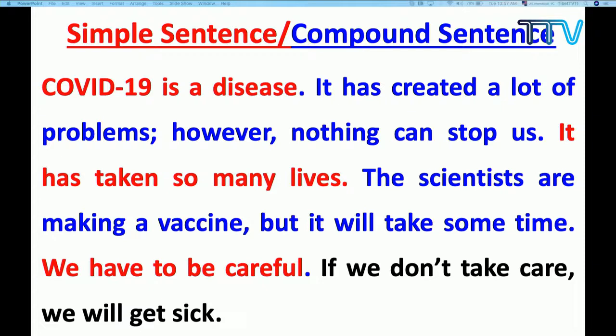It has taken so many lives. Now this is a simple sentence, complete, an independent clause also. Now the next sentence: the scientists are making a vaccine, but it will take some time. If you look at this, there are two complete independent sentences. Scientists are making a vaccine, complete sense. It will take some time, again an independent simple sentence. Both these sentences are joined by the connector but. Before that word but, I have used a comma.